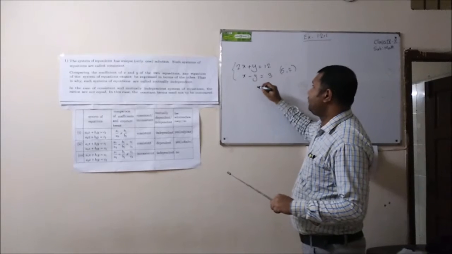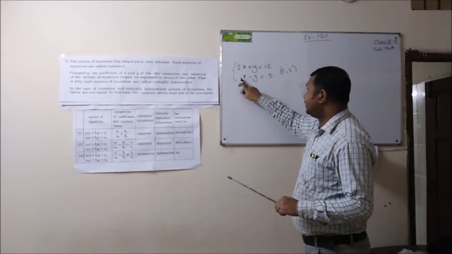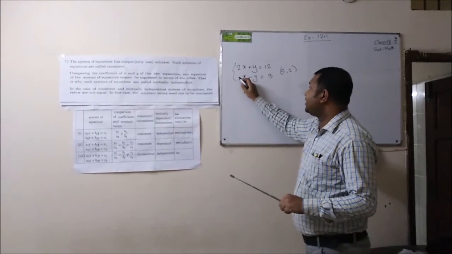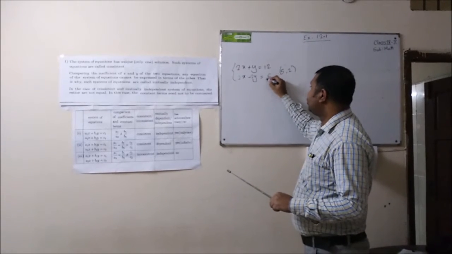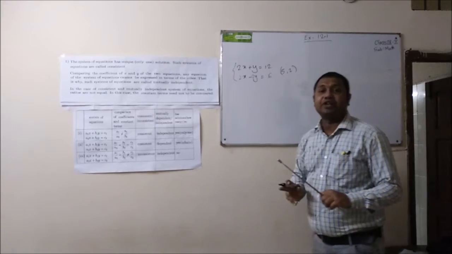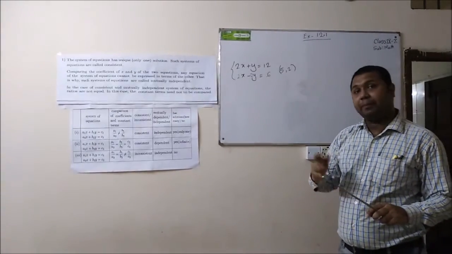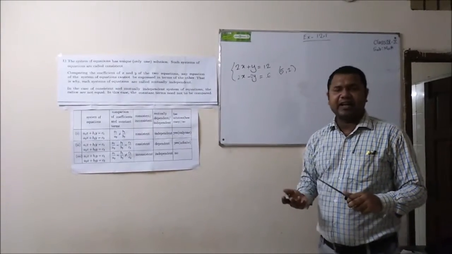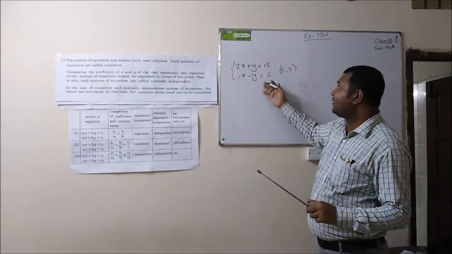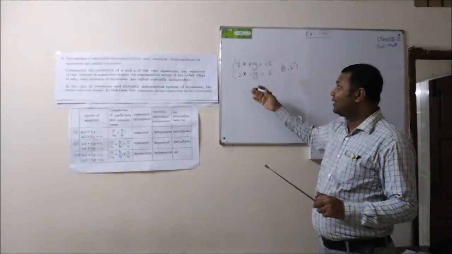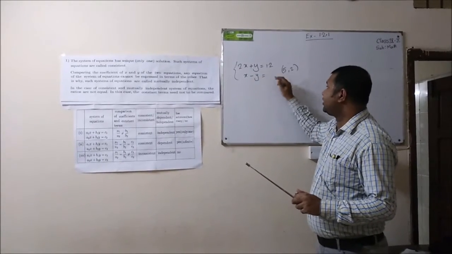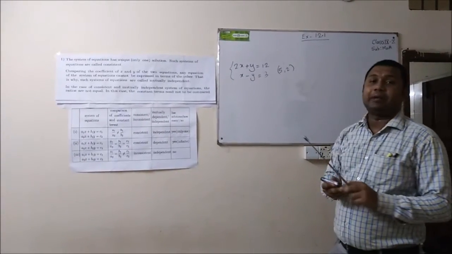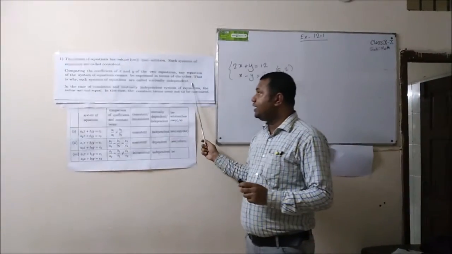For this equation, if you multiply the second equation by 2, you will get 2x, then 2y, and it will be 6. So you will not get the first equation by multiplying or dividing by anything. You cannot get the first equation. So if such types of equations are there, we call this system of equations independent, mutually independent.